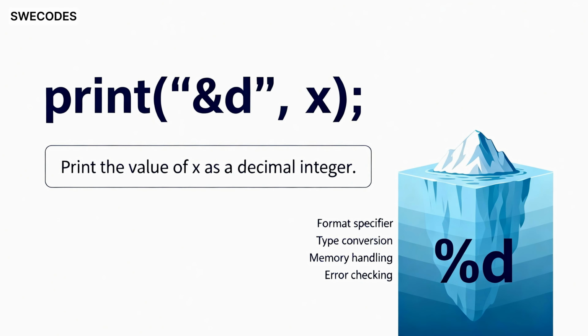When you write something like printf("%d", x), you're telling C, print the value of x as a decimal integer. But that %d isn't just a placeholder. It's the tip of the iceberg.